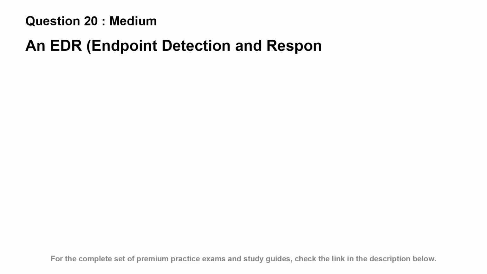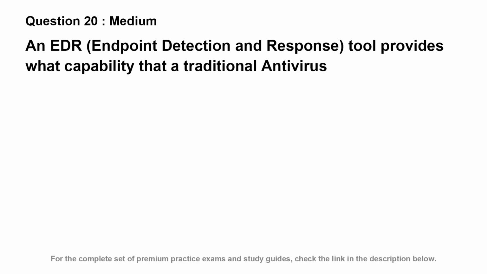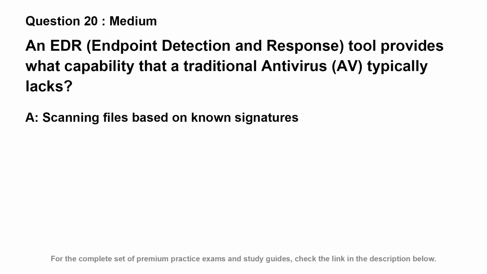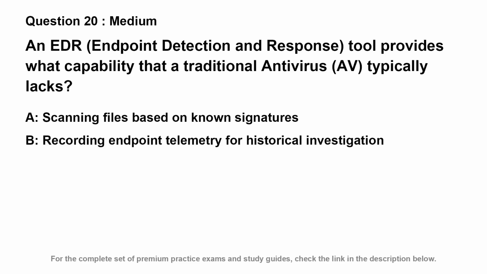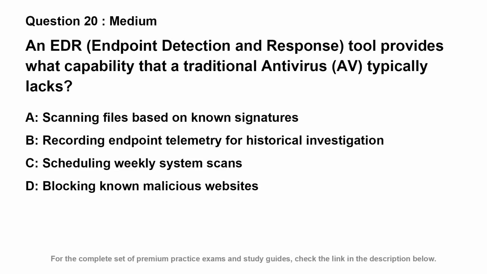An EDR, Endpoint Detection and Response, tool provides what capability that a traditional antivirus, AV, typically lacks? Option A, scanning files based on known signatures. Option B, recording endpoint telemetry for historical investigation. Option C, scheduling weekly system scans. Option D, blocking known malicious websites.